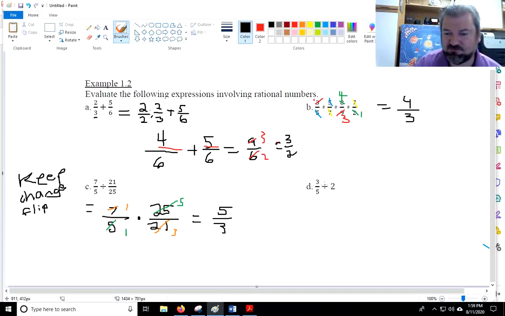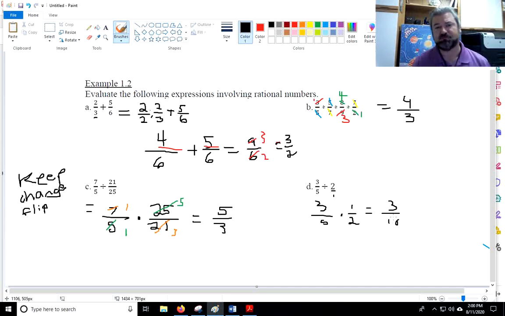All right, 3/5 divided by 2. Okay, well, there is a little trick to this one, but let's keep our keep, change, flip going. Keep the first number the same, change the divide to times, and flip 2. Well, that's 2 over 1 if you think about it that way. So it's 1 over 2. And that gives me 3 on top. 3 times 1 over 5 times 2 is 10.